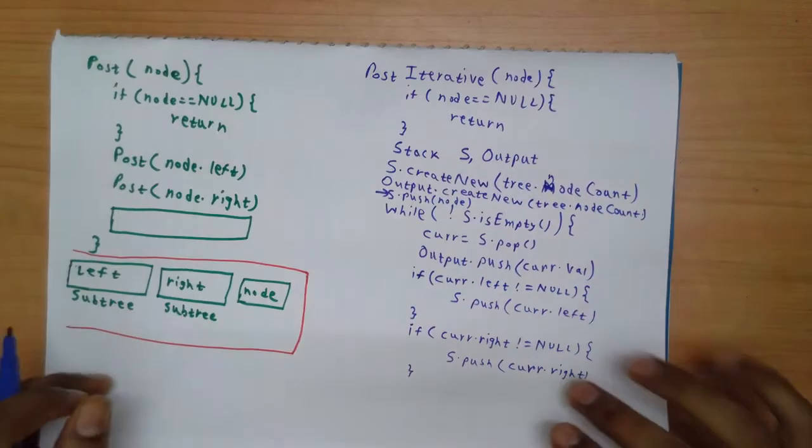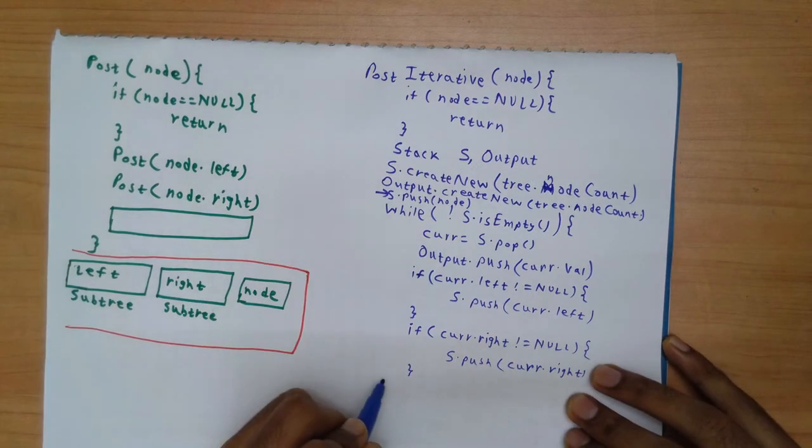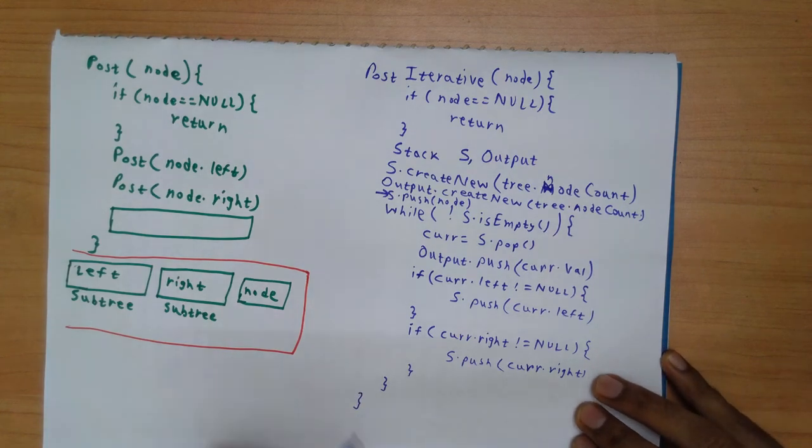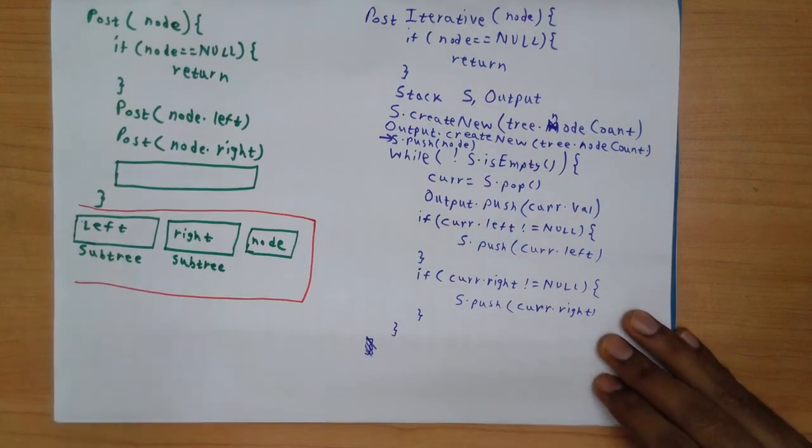That's all that I need. Okay, so I'm done with my while loop, and I'm done with my post-order traversal. Okay, that's not the case. Yes, there is something left. Now we have the output in reverse order in our stack. So there is something that we need to do.